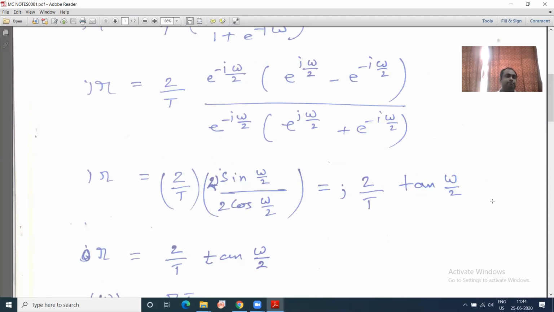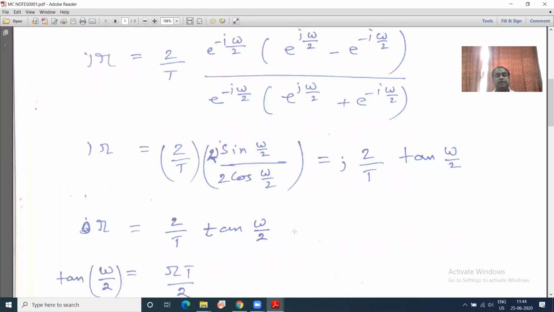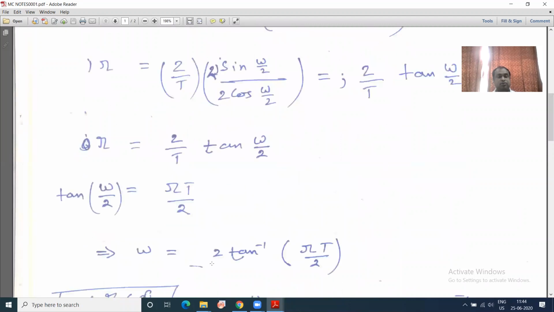Okay, understood? Now if you equate the imaginary part, you will get omega equal to 2 by T tan omega by 2. Then if you simplify, you can check it here, you will find omega equal to 2 tan inverse omega T by 2. This is the relation of digital and analog frequency that you have derived here.